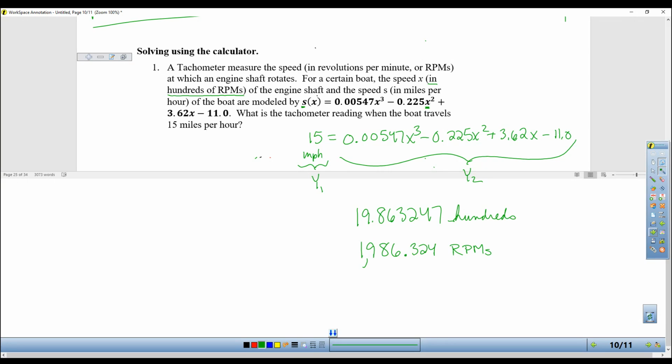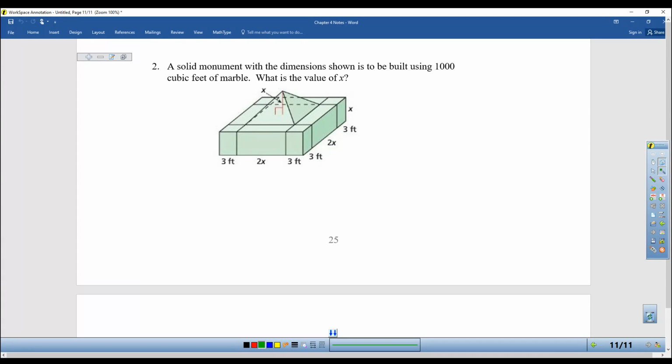All right, we only have one more. You hanging in there? A solid monument with the dimensions shown is to be built using 1,000 cubic feet of marble. So these are the proportions that they want, but they want to keep it to 1,000 cubic feet of marble. So what would X have to be to make that happen?